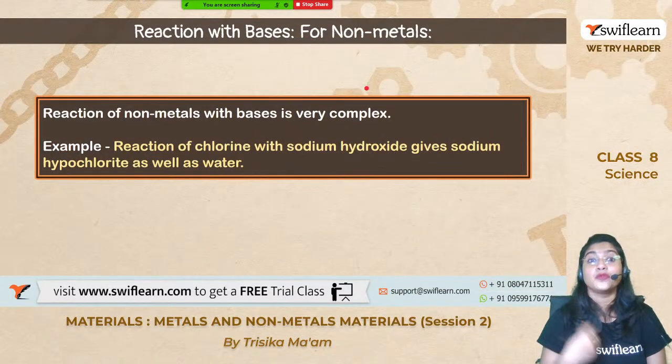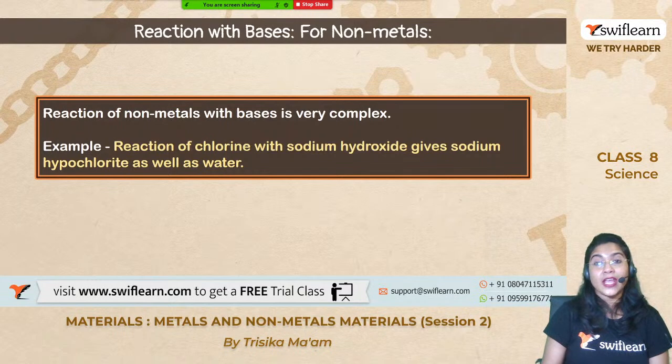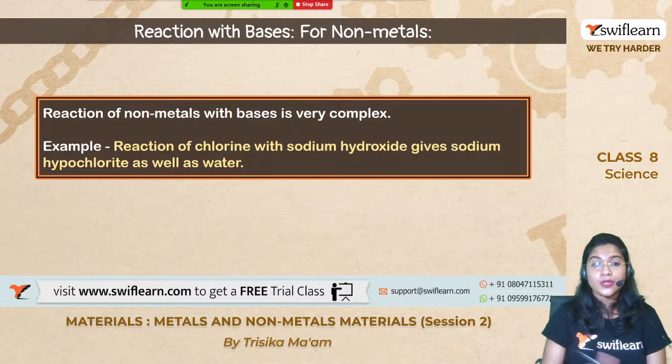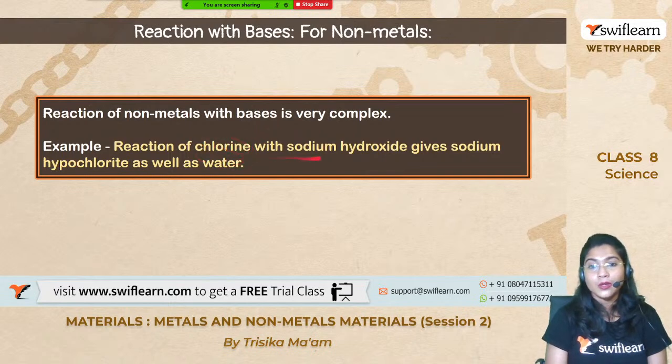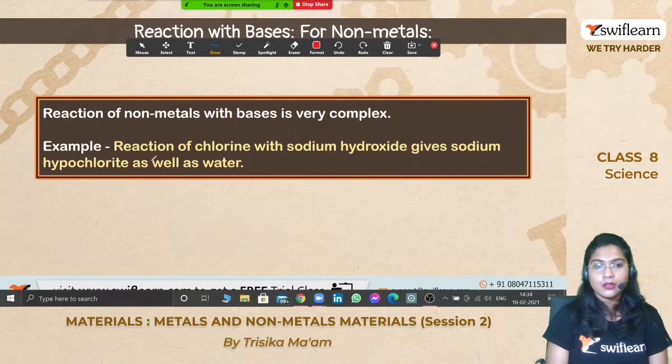Now, let us move on to the reaction with bases. How do the bases react with non-metals? The reactions of non-metals with bases are very complicated. Just one example is given, the reaction of chlorine with sodium hydroxide. They give sodium hypochlorite as well as water. Let me write down the chemical equation of it.